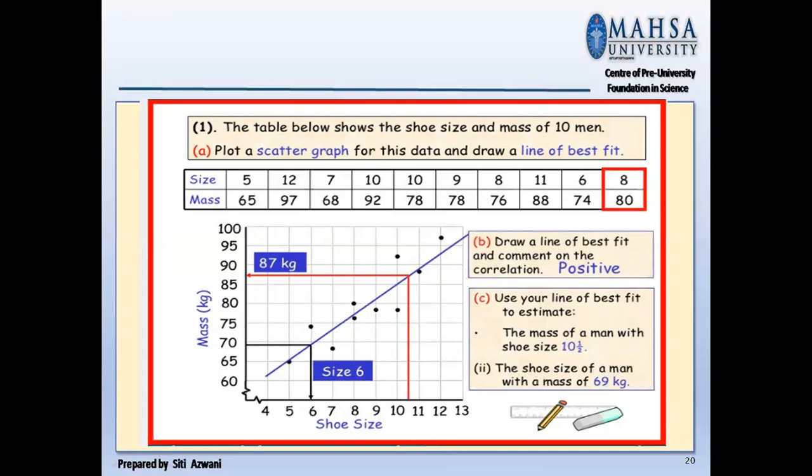Next, the shoe size of a man with a mass of 69. You have a question: can you estimate the shoe size of a man when his mass is 69? So here 69. Draw a line here, and then draw a line going down, and you find that it is size 6. Understand or not?